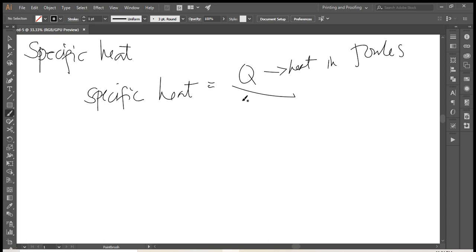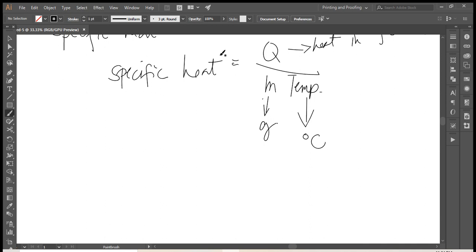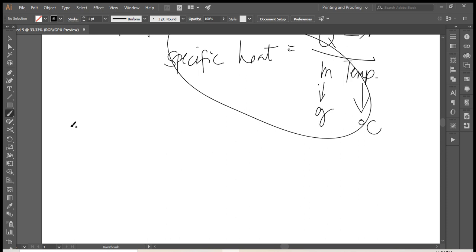heat in joules. And then we have the mass, which is in grams, and degrees Celsius, which is the temperature. So the unit for temperature would be degrees Celsius. By transforming this formula, we are able to compute for the heat that is either absorbed or released by the system. So the heat is equal to Q. We derive a formula, which is the one used in most of the problems.